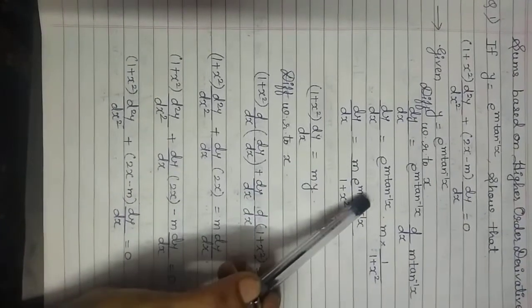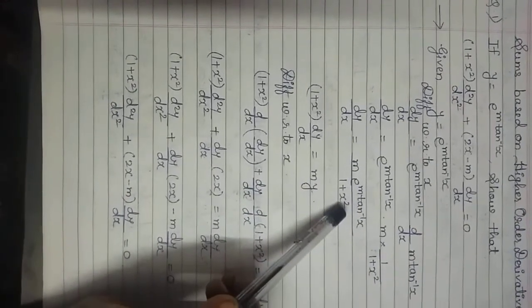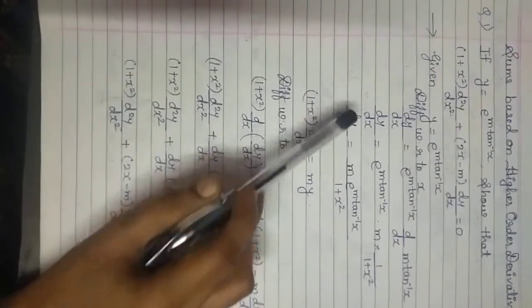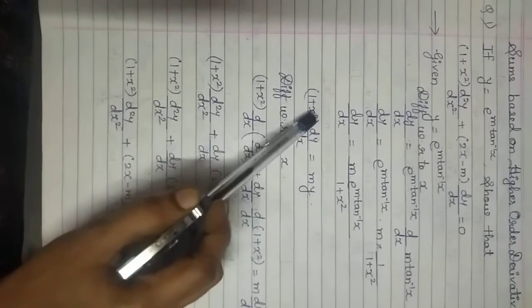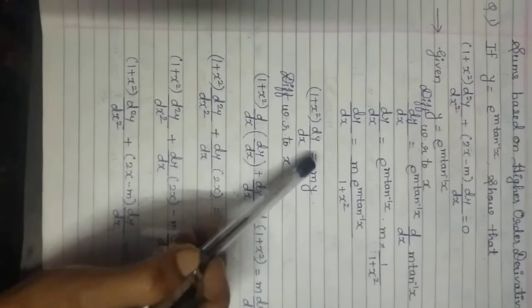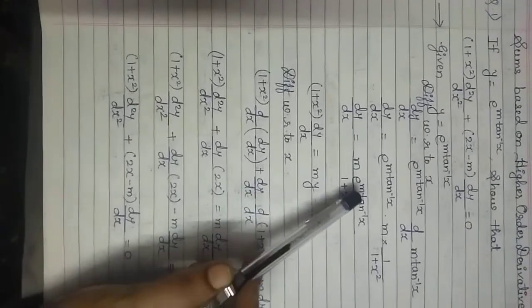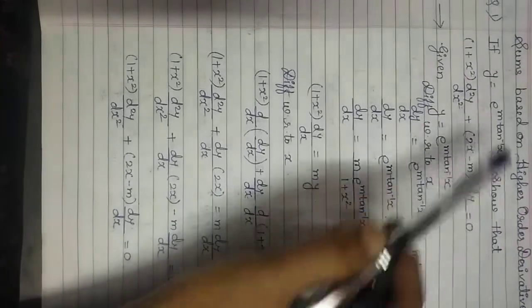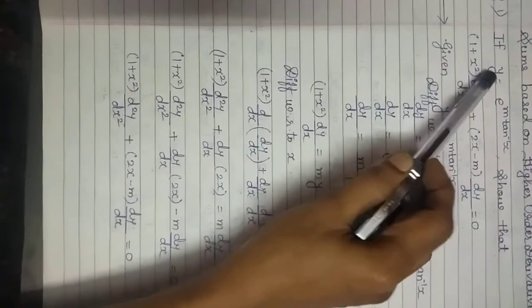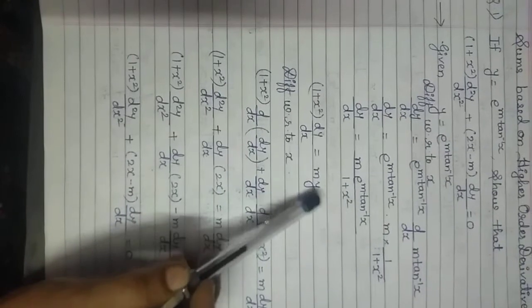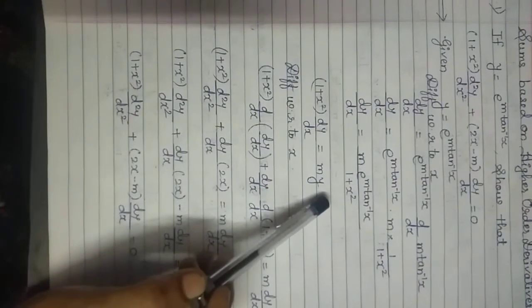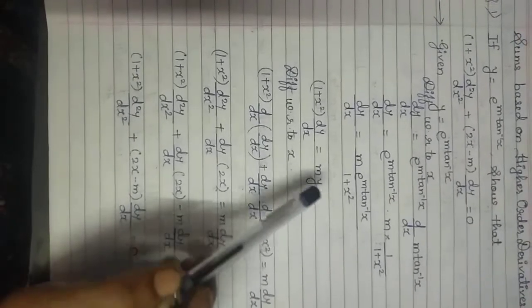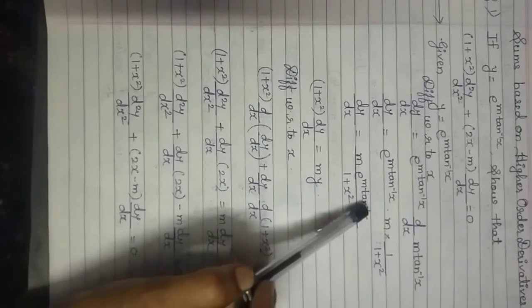Now here you can apply u by v rule, but the simple method is here. We shift this 1 plus x square to this side. So you will get 1 plus x square into dy by dx is equal to m into e raised to m into tan inverse of x. But we know that e raised to m into tan inverse of x is nothing but y. So we can substitute y in place of e raised to m into tan inverse of x. So this will be the expression. Now this is more simple as compared to this.